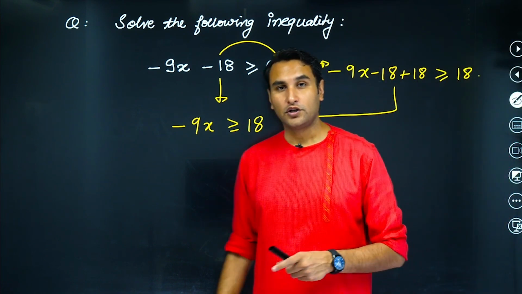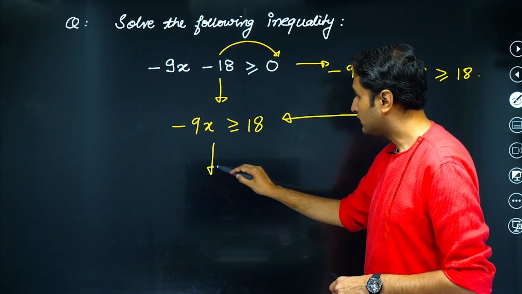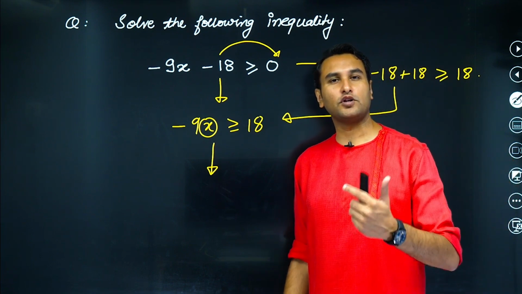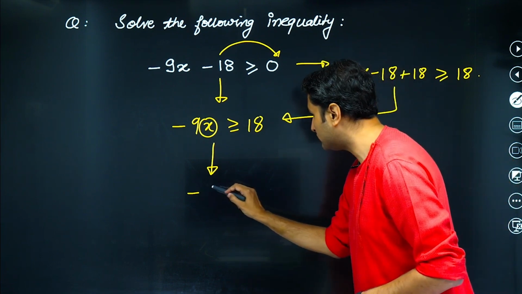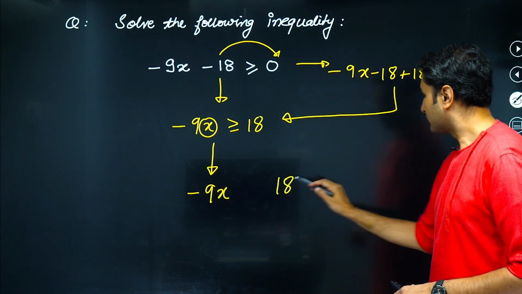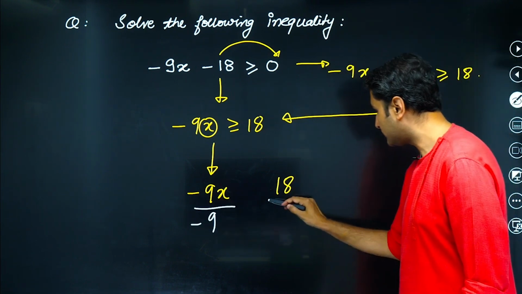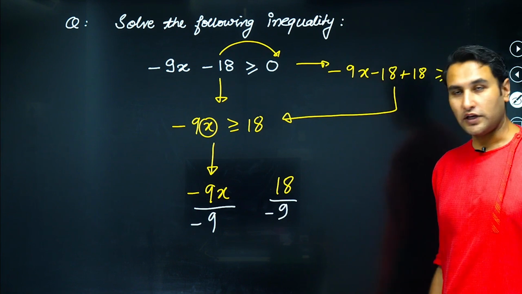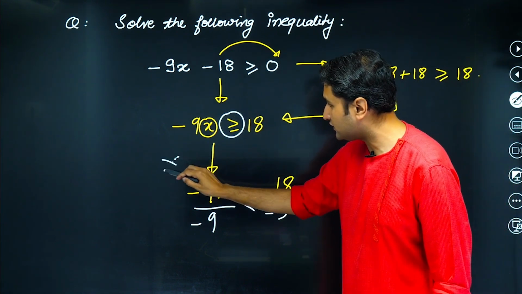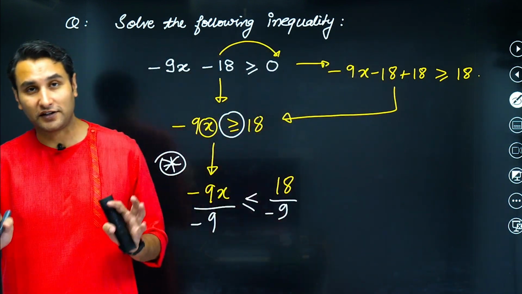Now what do you want to do? You want to divide both sides by what? What is there with x? Minus 9. So you want to divide by minus 9. Do it. So let's divide by minus 9 on both sides. But when you do that, the inequality will change. Don't make the mistake here. Classical mistakes. It will be a disaster.